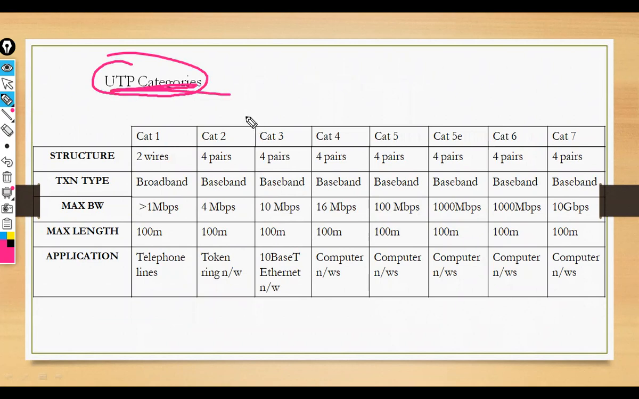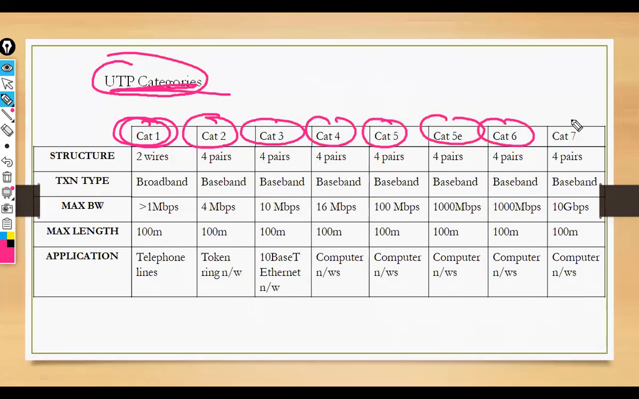If you are a working professional, you might have heard of it. You might have heard of Cat 1, where Cat means category. Category 1, category 2, Cat 3, Cat 4, Cat 5, Cat 5e, Cat 6, Cat 7. Like that, you have different categories. Now, Cat 1 is broadband.